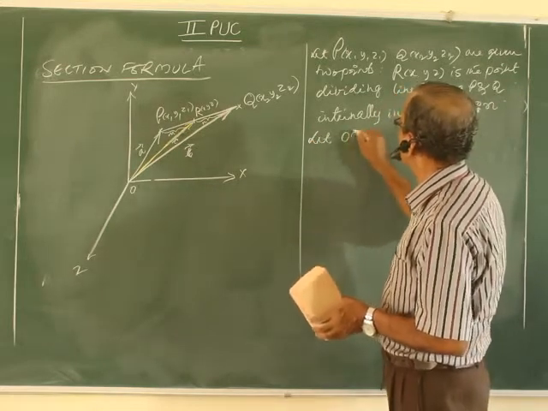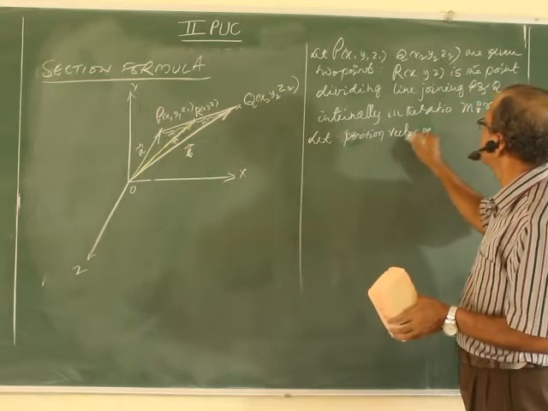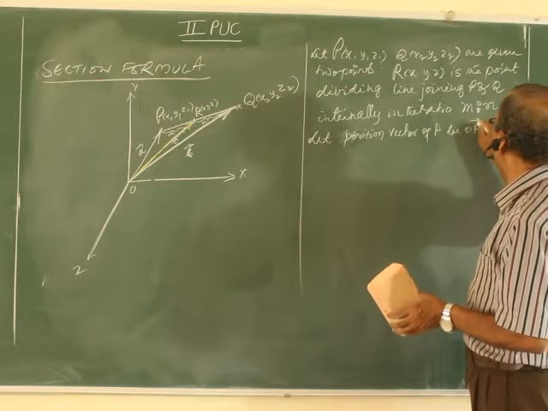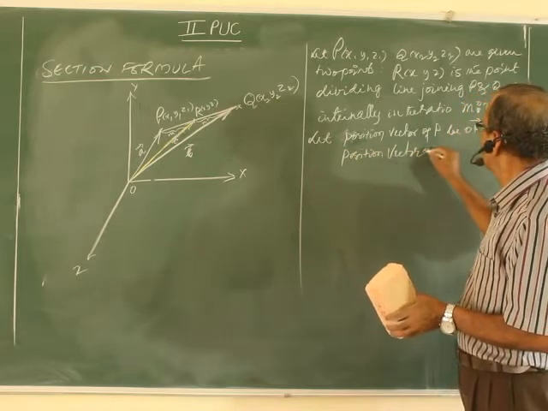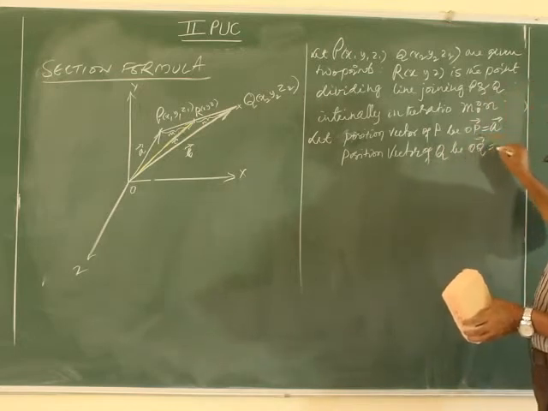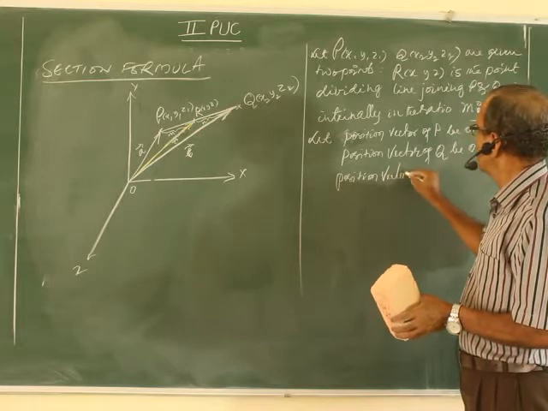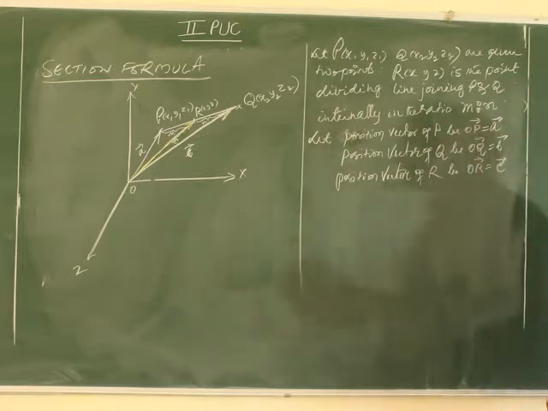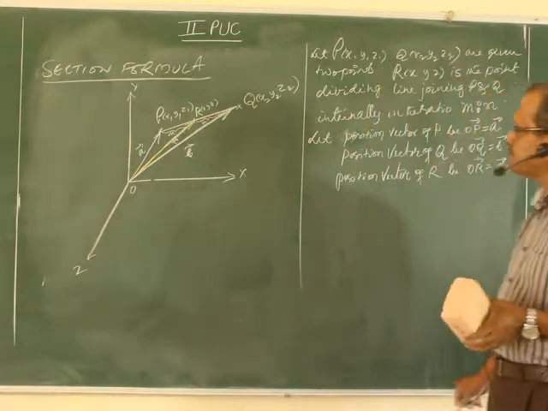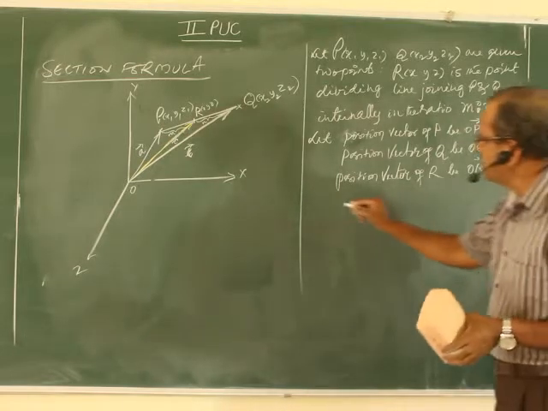Let the position vector of P be OP equal to A. The position vector of Q be OQ equal to B. One more point I have taken: the position vector of R be OR, or C. Now the question is to find vector C. Now, clearly from the figure, let me write.